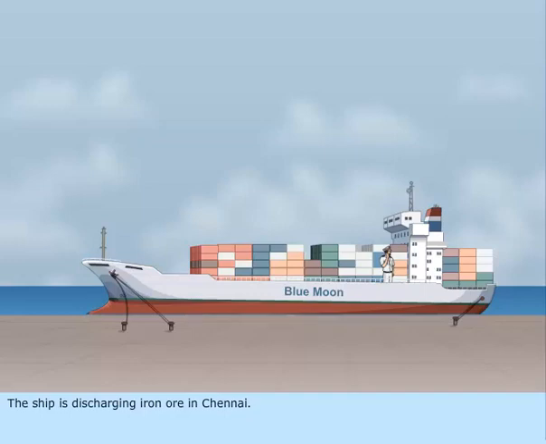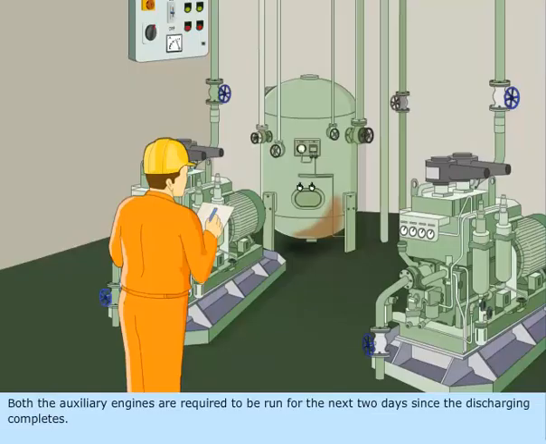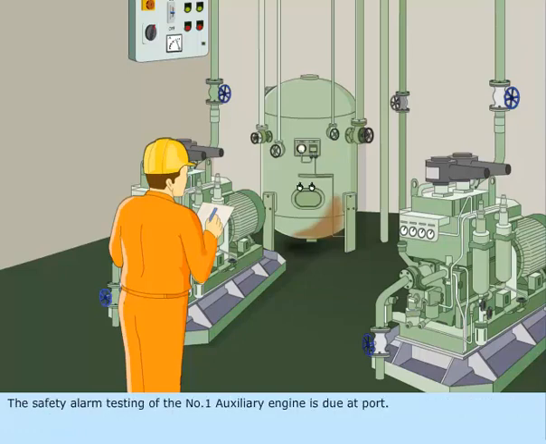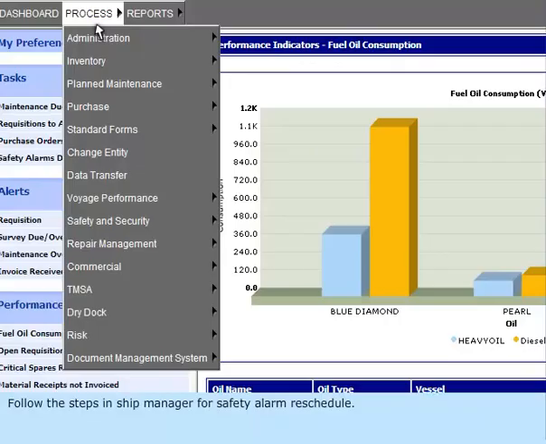The ship is discharging iron ore in Chennai. Both the auxiliary engines are required to be run for the next 2 days since the discharging completes. The safety alarm testing of the number 1 auxiliary engine is due at port. But the generator is running and can't be stopped for testing. The testing of alarm will be postponed for 2 days. Follow the steps in Ship Manager for safety alarm reschedule.